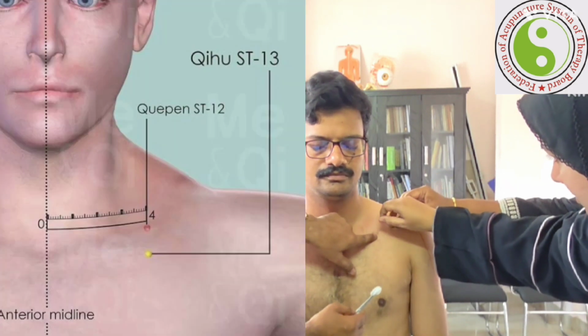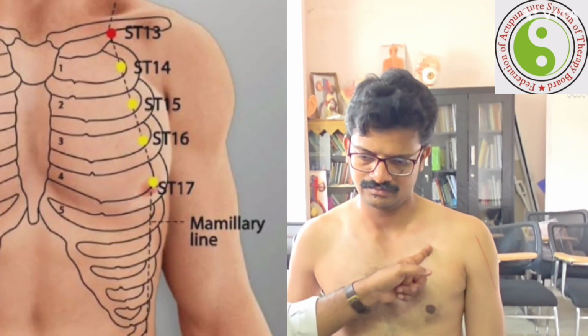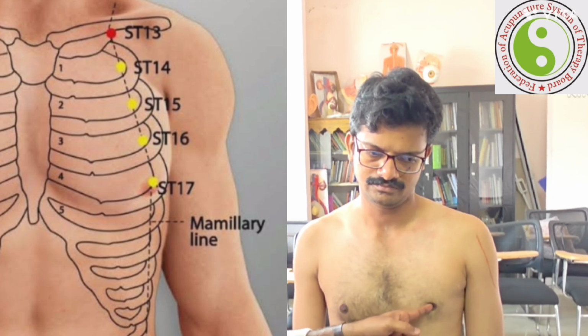Which point? Stomach 13. We just applied the stomach 13 point. Stomach 13 is located just inferior to the border of the clavicle. Now this is not of much importance, but however the coming points are slightly important. Please have a look. Now stomach 14, stomach 15, stomach 16 and then stomach 17.